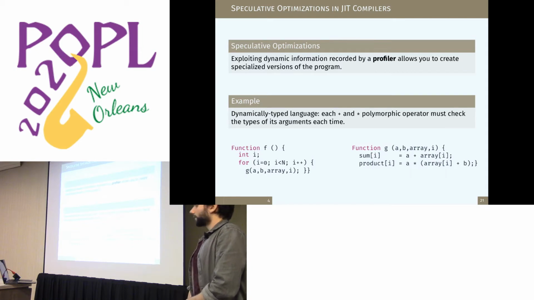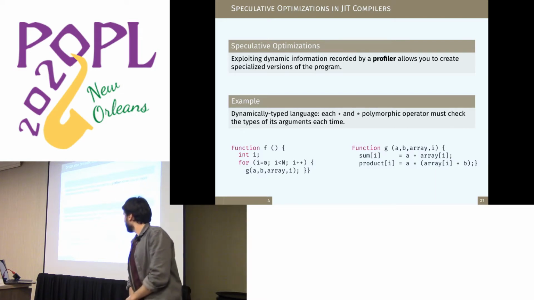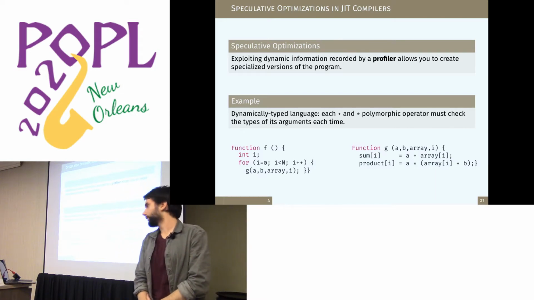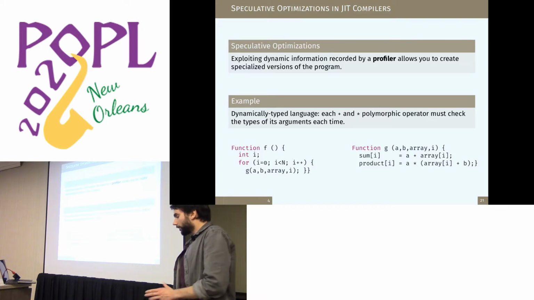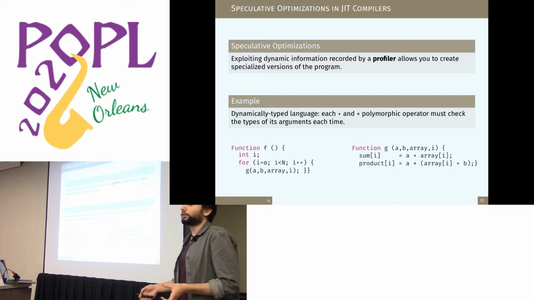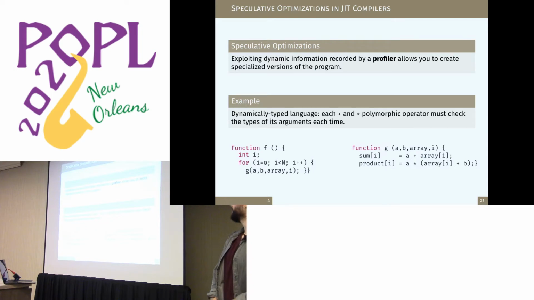So whenever you are interpreting, you're also running profilers that will record information about your execution. And when you decide to optimize, you will create a specialized version of your function that uses this dynamic information. Let's look at a simple example. Let's imagine that we have a function f that is repeatedly calling a function g. And this function g is just doing some basic sums and products to fill up some arrays. And let's imagine that we are in a dynamically typed language.